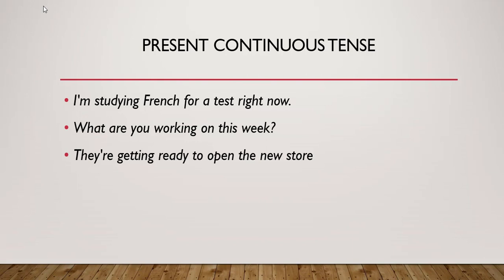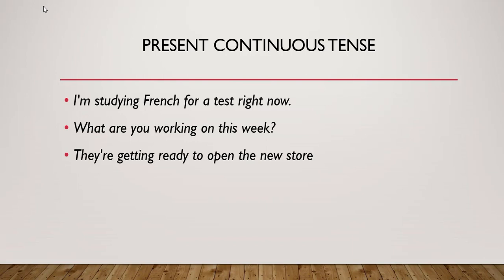What are you working on this week? This is another example of a tense in the present continuous, working. They are getting ready to open the new store. In this case, again, you see getting ready. So that ing form tells you that this is in the present continuous tense.